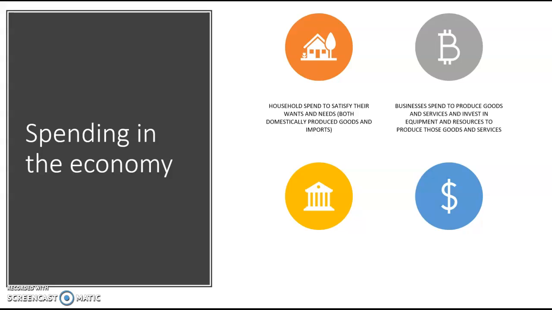Business will also spend. They're going to spend in order to produce goods and services, as well as invest in equipment and resources, otherwise known as capital, to produce more goods and services. The government will also spend. They're going to spend on infrastructure, as well as providing welfare and public goods. Finally, the overseas sector is going to spend money buying exports from Australia.